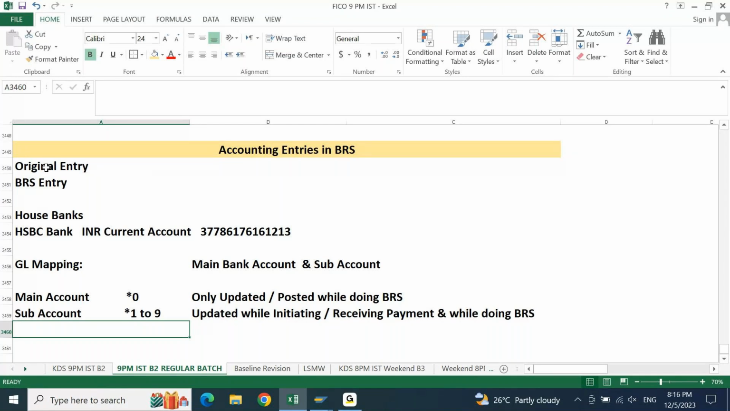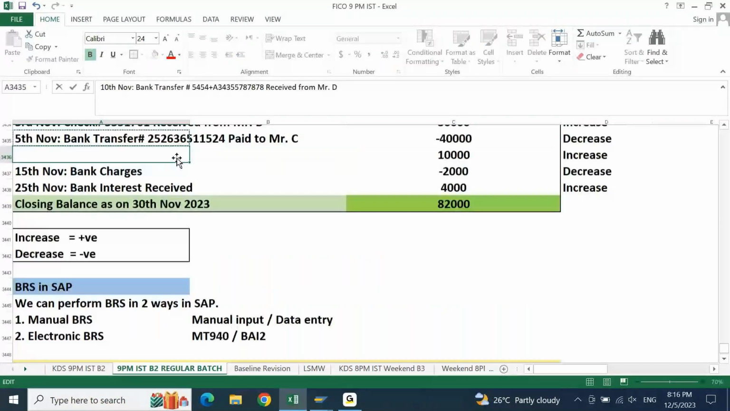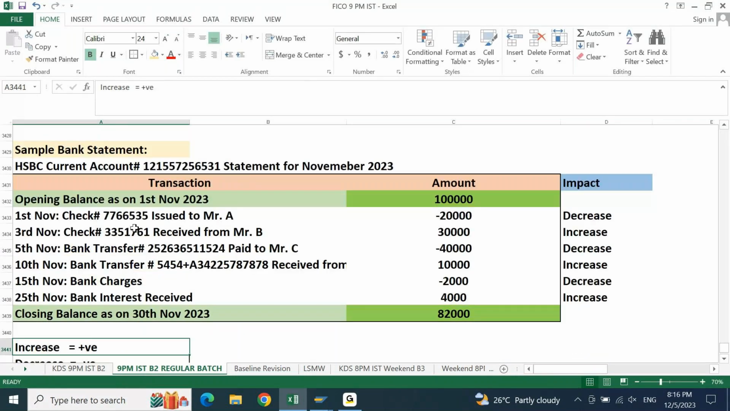Now, after remembering this, next thing, we have to write some accounting entries. In the bank statement, if I go up to the bank statement, 6 kind of entries I have listed. One is check issue, second one is check receipt, third one is bank transfer payment, fourth one is bank transfer receipt, fifth one is bank expenses, sixth one is bank income.